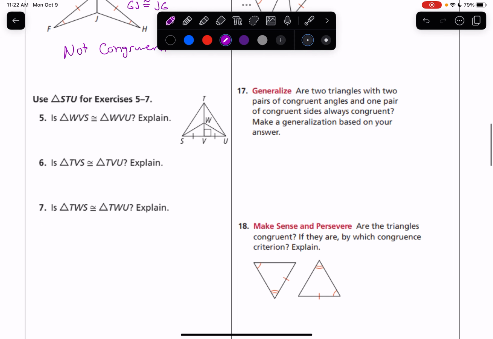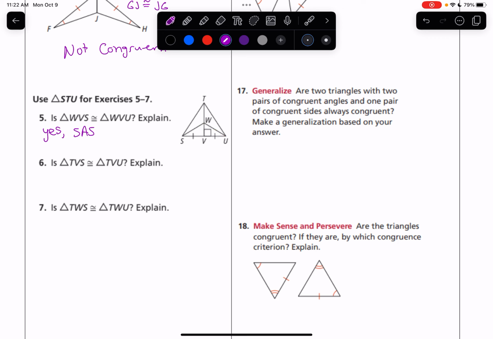Here we've got some overlapping triangles, and we are asking about certain ones of them. So number 5, it says, is triangle WVS congruent to WVU? So if I see WVS here, and I see WVU here, I see that they both have a right angle. They both have a second side that is congruent here in the middle because they share it. So that means they are congruent by side, angle, side. So yes, by side, angle, side.